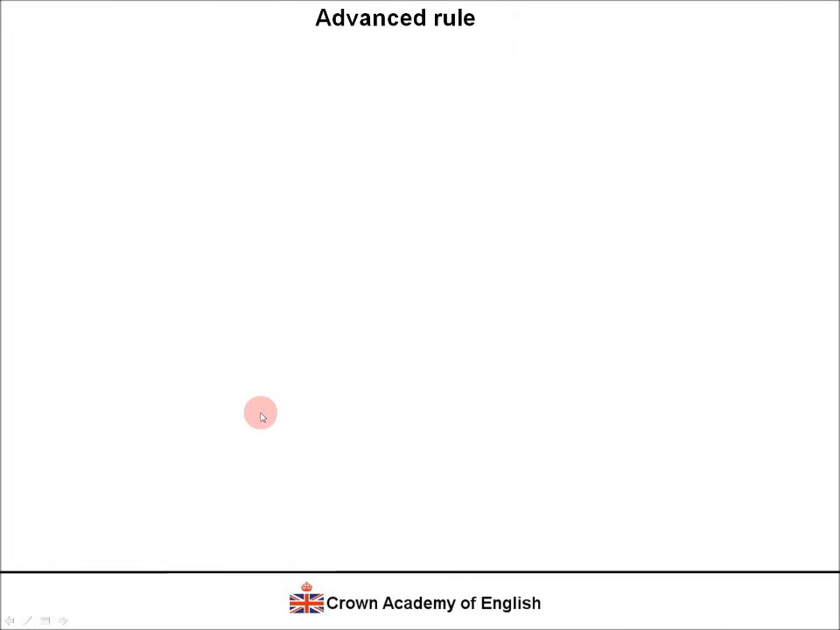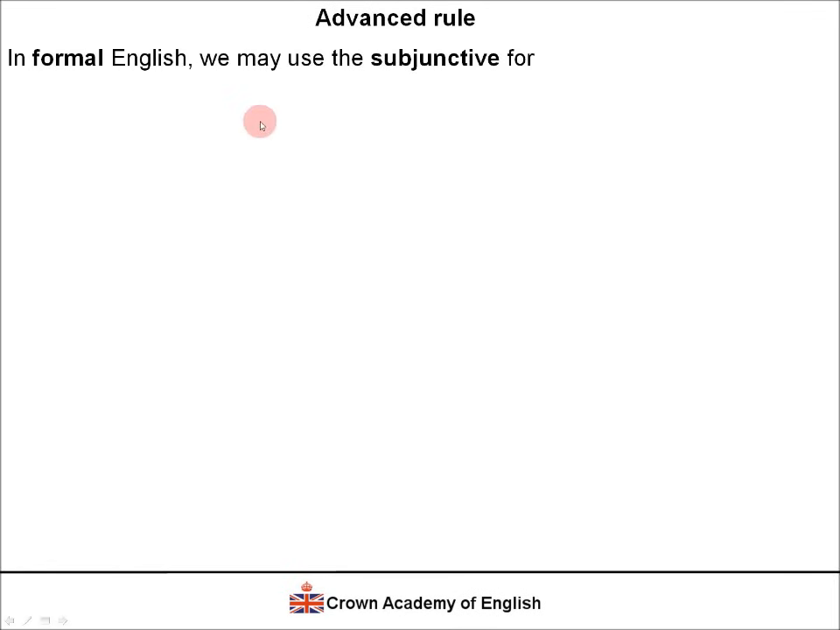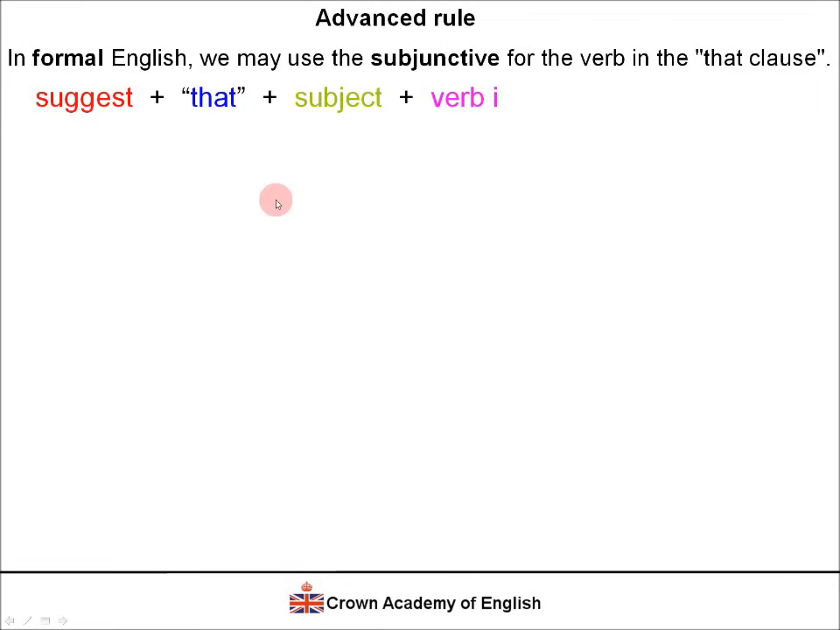And finally, an advanced rule. This is quite advanced, so don't worry if you don't understand this. In formal English, we may use the subjunctive for the verb in the that clause. So if we use the subjunctive, this is the form. We say suggest plus that plus the subject plus the verb in the present subjunctive.